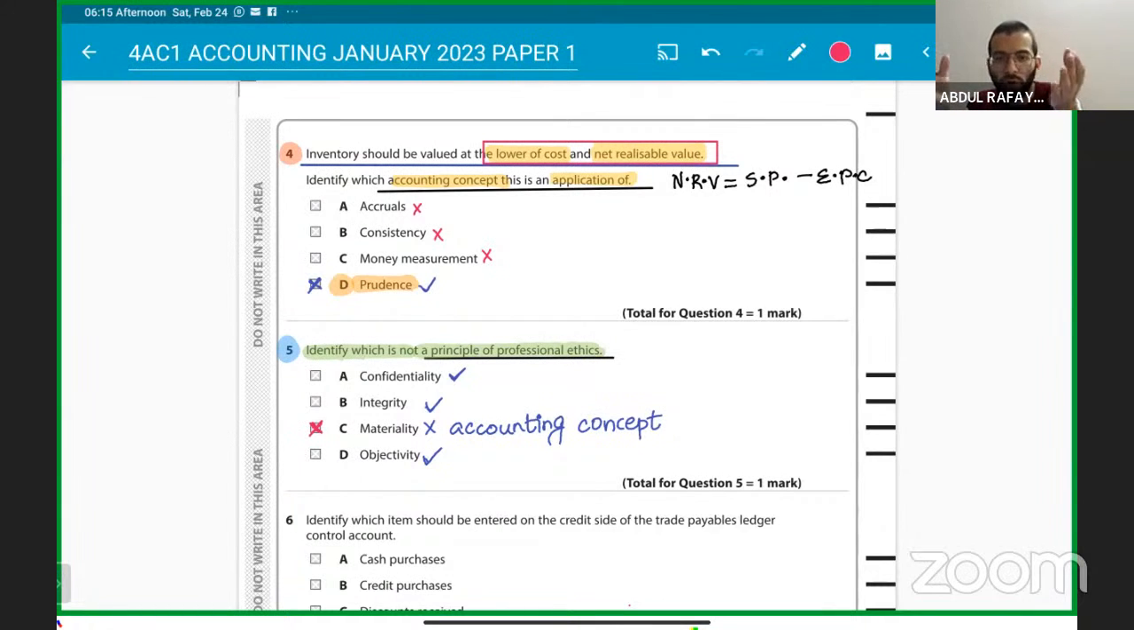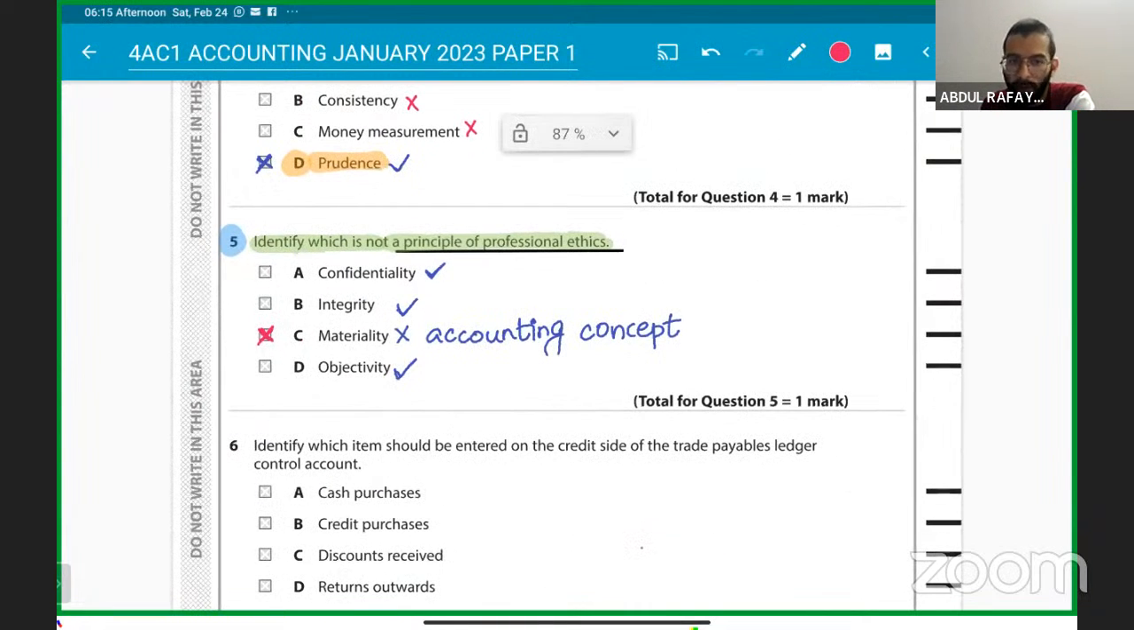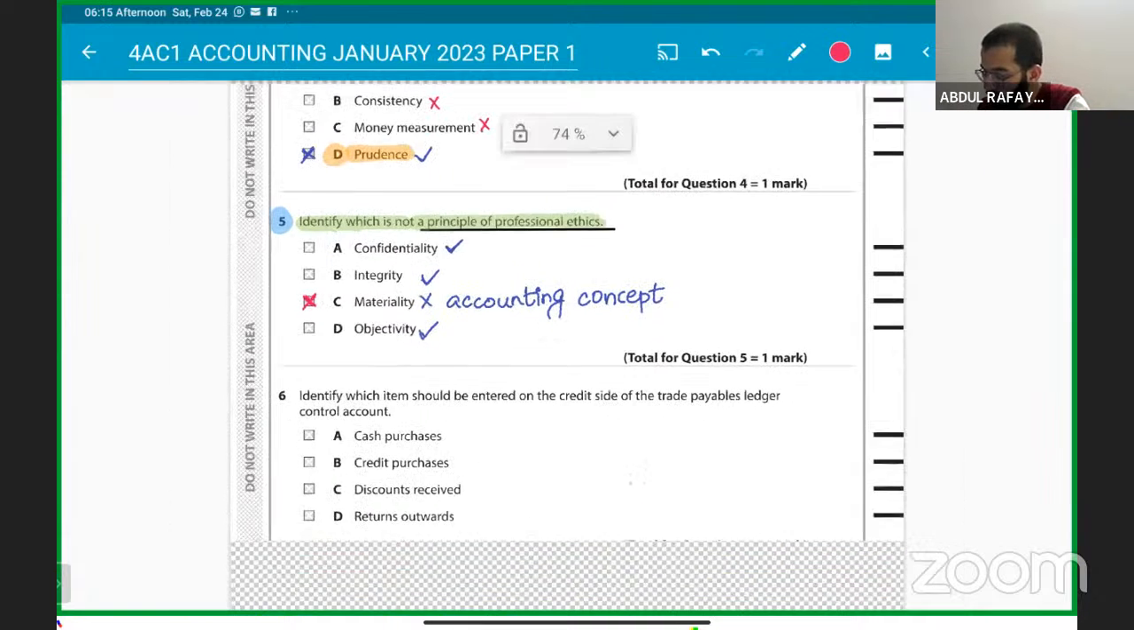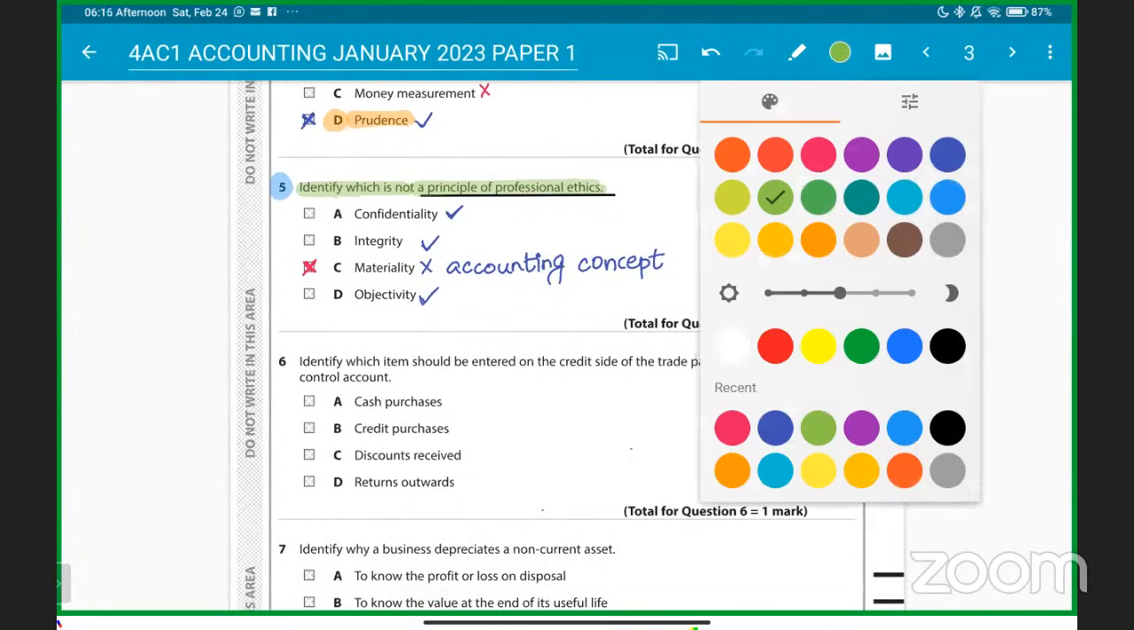What you have to do, what is the job of the auditor, what is the job of the director, what is the job of the partner. So objectivity should be there. Whatever figures are there should be quoted. It is one of the ethics, objectivity, so it should be obvious what you are doing. Clear on this? And materiality is basically an accounting concept.